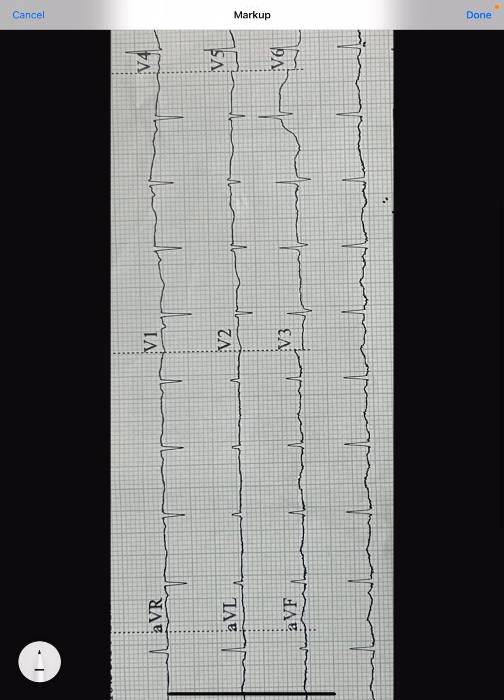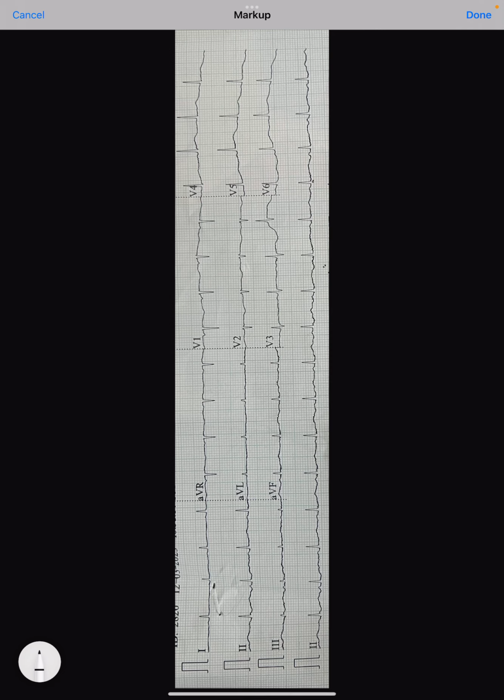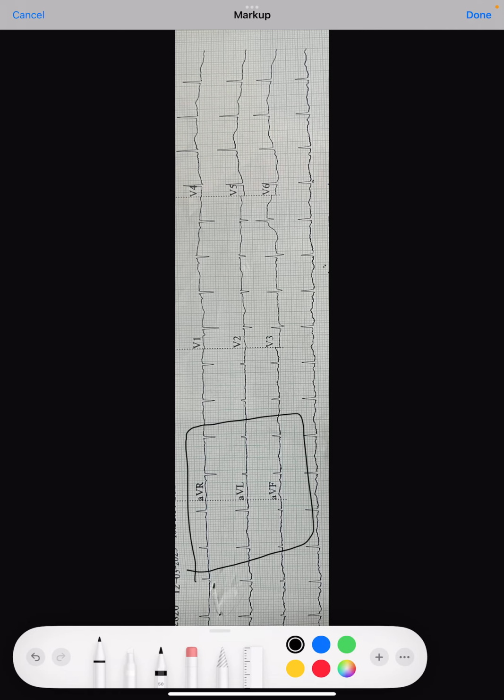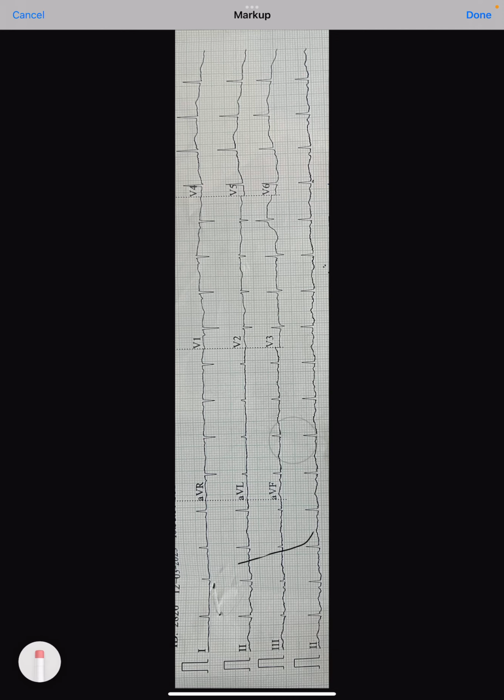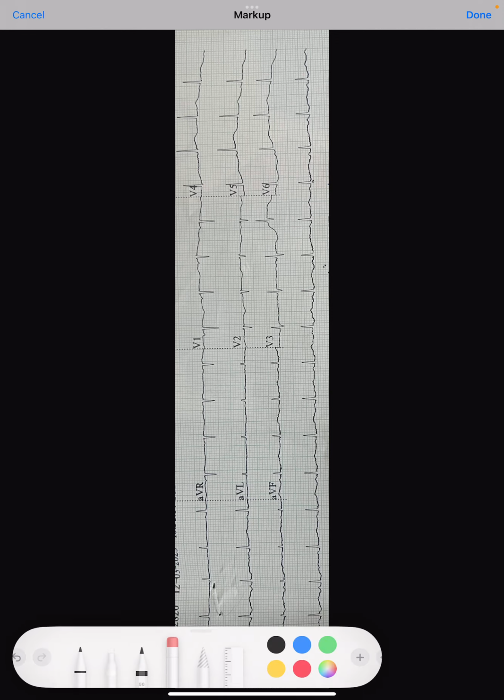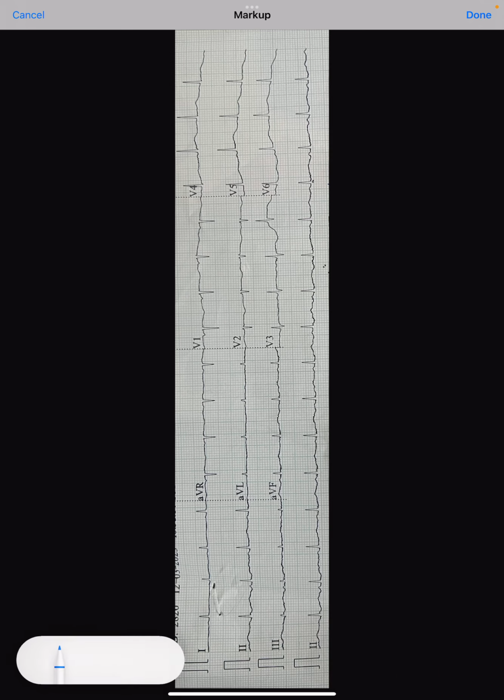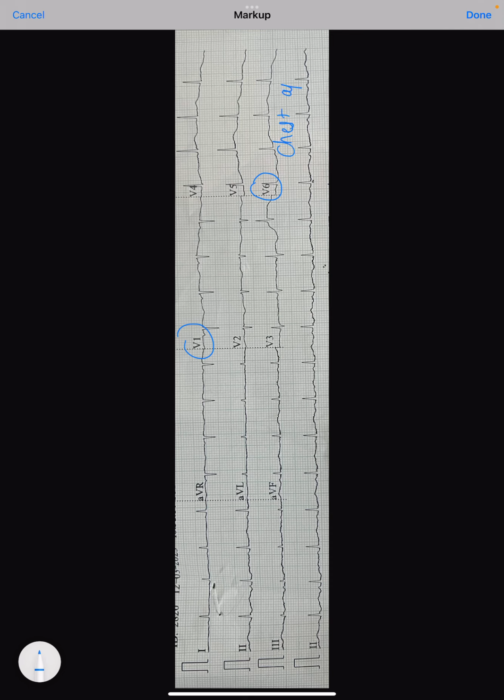Now today we'll be talking about a very interesting ECG. You can simply pause the video and try to figure out what could be the problem in this ECG. When we see this ECG, what we can very clearly notice: these are the limb leads, which are lead 1, lead 2, lead 3, AVR, AVL, AVF. And V1 to V6 are chest leads because these are applied over the chest.